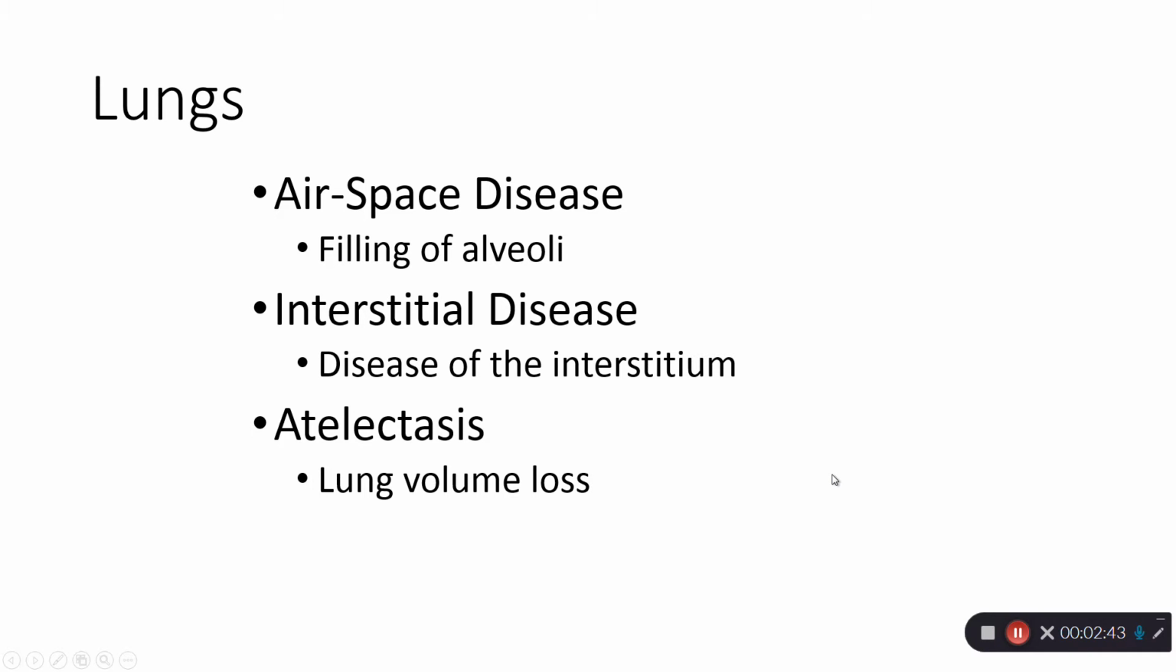When discussing opacities within the lung, they can fall into different general categories. The first one being airspace disease, when there's abnormal filling of the alveoli. We can have interstitial opacities where there is a process that's centered within the interstitium or the scaffolding or supporting structures of the lung, and then atelectasis, which are opacities that are created due to the alveoli collapsing, creating opacities as well as associated volume loss.